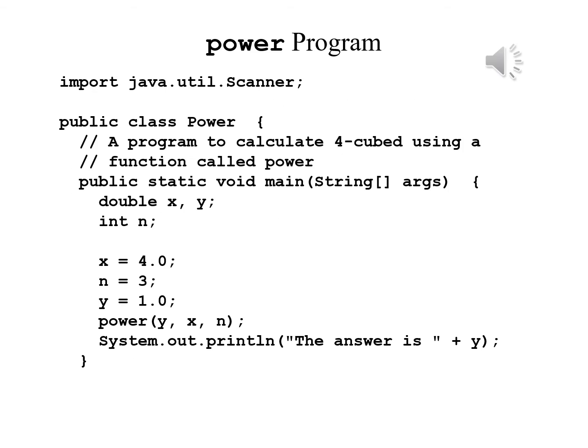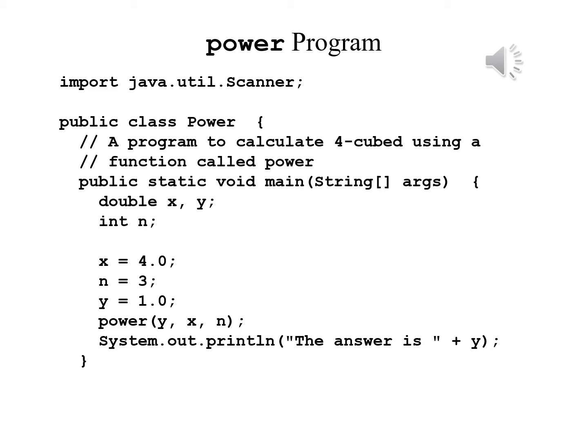We begin the program, as usual, by writing import java.util.Scanner, allowing us to take input from the keyboard. We begin the class with public class Power and an open brace. And before writing the main method, we write a comment, a program to calculate 4 cubed, using a function called power. Our main method begins with public static void main(String[] args), and after the open brace, we declare our variables.